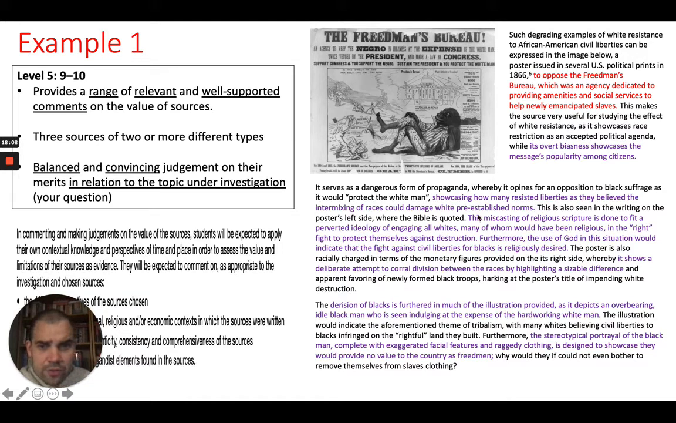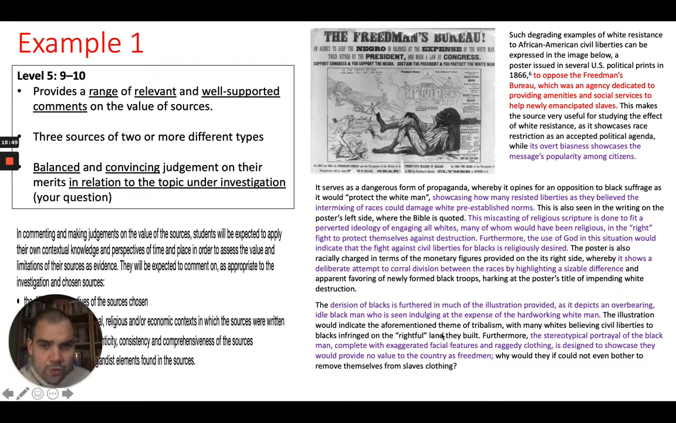This is also seen in the writing on the poster's left side where the Bible is quoted. This miscasting of religious scripture is done to fit a perverted ideology of engaging all whites, many of whom would have been religious, in the right fight to protect themselves against destruction. Furthermore, the use of God in this situation would indicate that the fight against civil rights for blacks is religiously desired. So again, really interesting, showing how white resistance in the South was partly driven by religious ideas, that they tried to draw upon biblical justification to undermine the Freedmen's Bureau. So again, that's a very useful comment on something that the source teaches us about white resistance at that time.